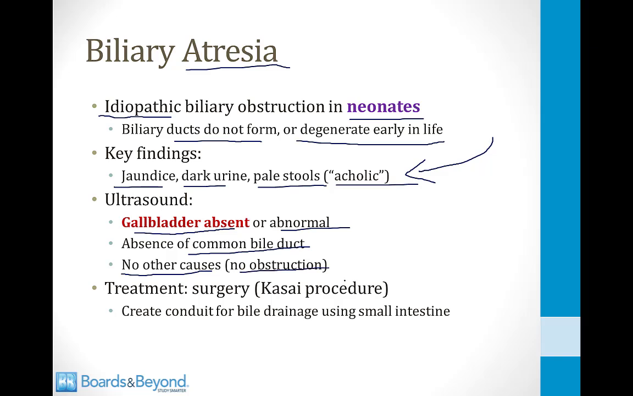And the treatment is a special surgery called the Kasai procedure, where they create a conduit for bile drainage from the liver using a portion of the small intestine.